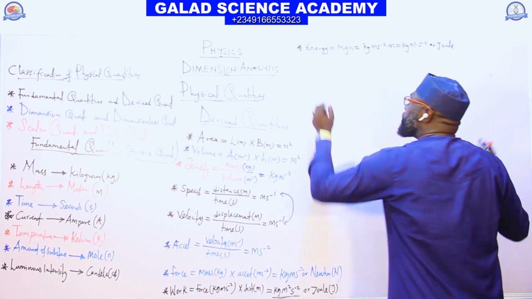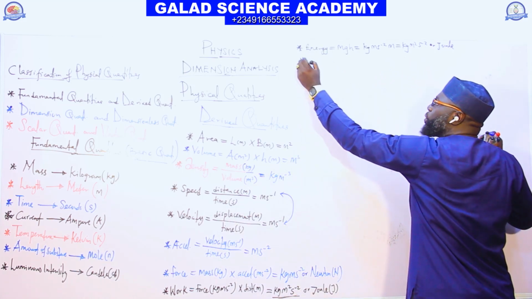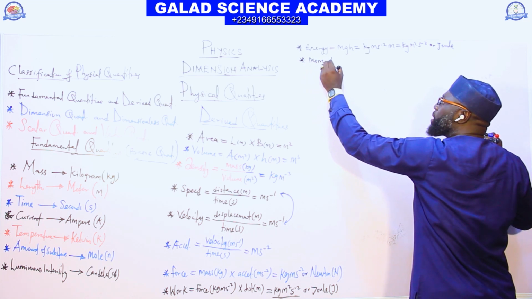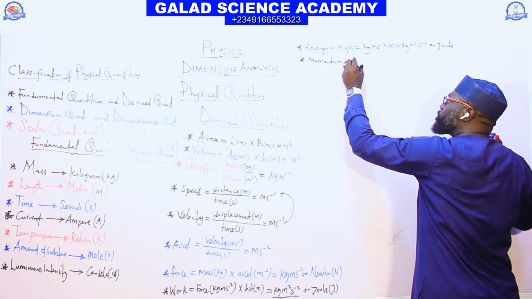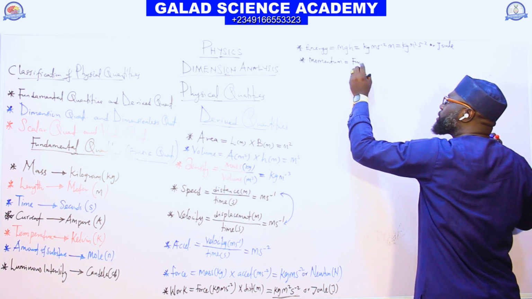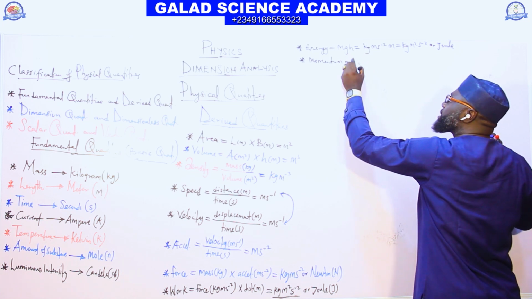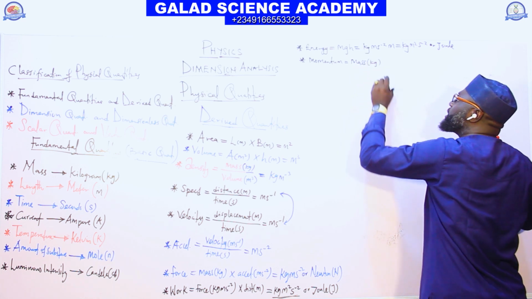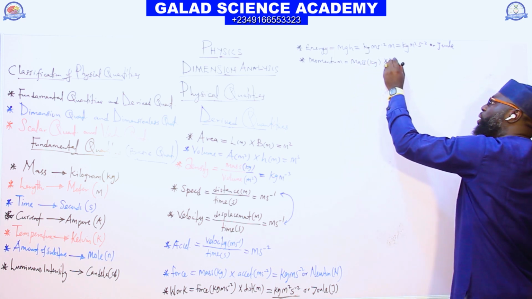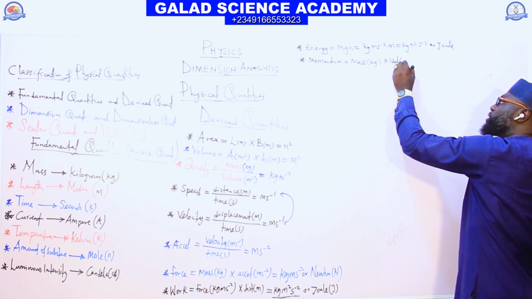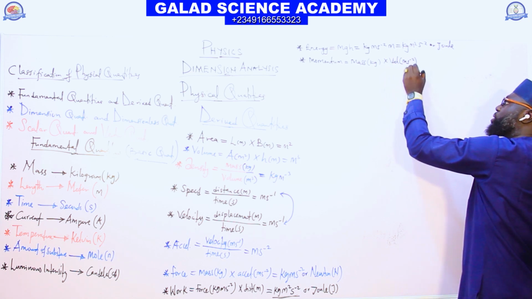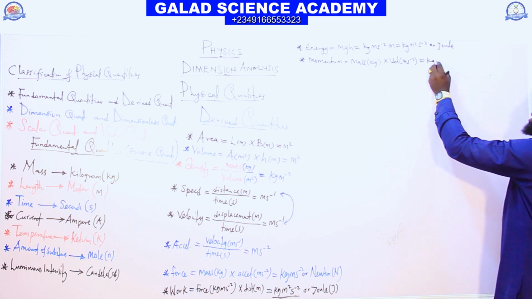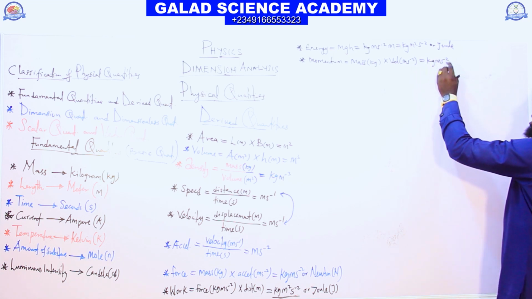And the next one is we have momentum. Momentum is what? Force, no, is mass, measured in kg, multiplied by velocity, measured in meter per seconds. Combine it together, we have kg meter per seconds.